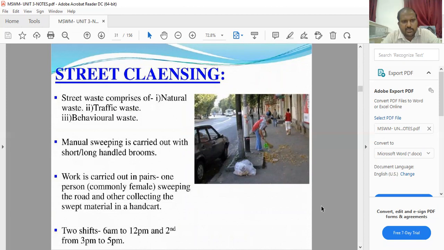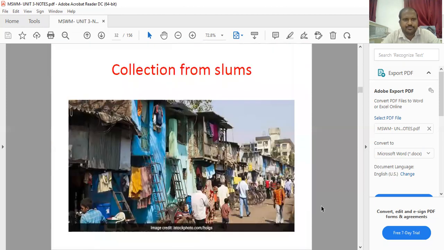Manual sweeping is carried out with short and long handled brooms. The work is carried out with one person calmly sweeping the road. For the other collection system, the sweeping material is collected in a handcart. There are two shifts: the first from 6 a.m. to 12 p.m. and the second from 3 p.m. to 5 p.m.